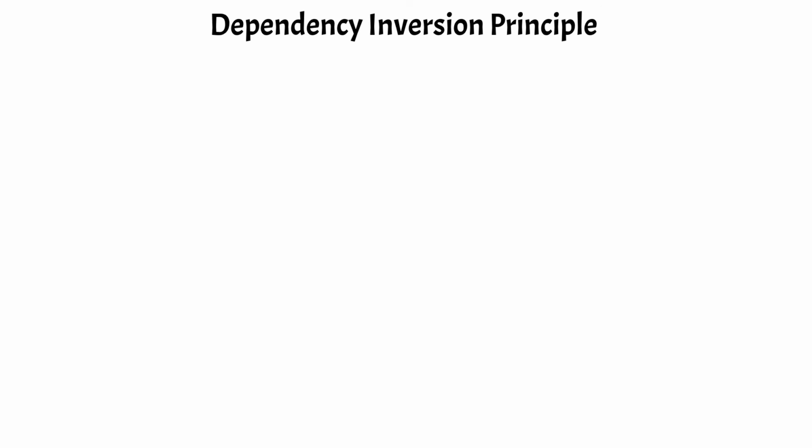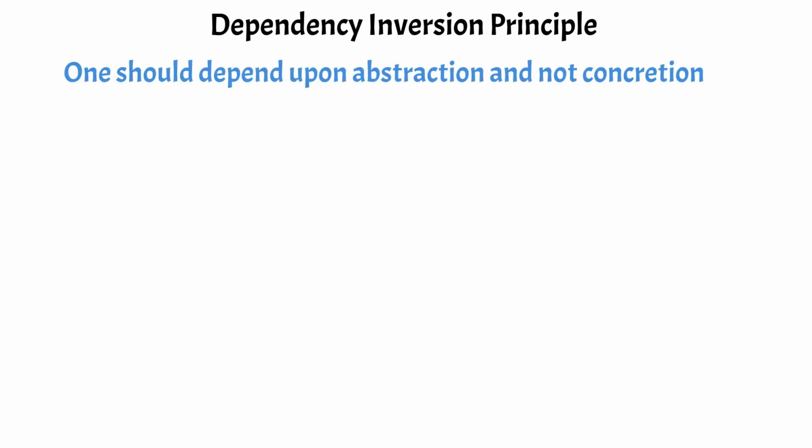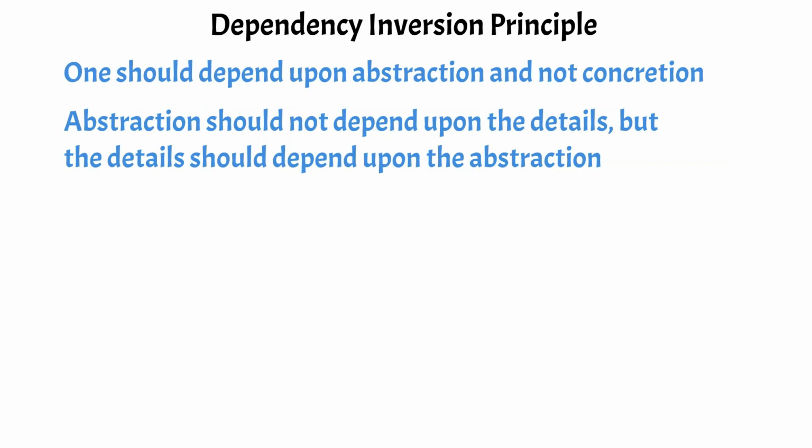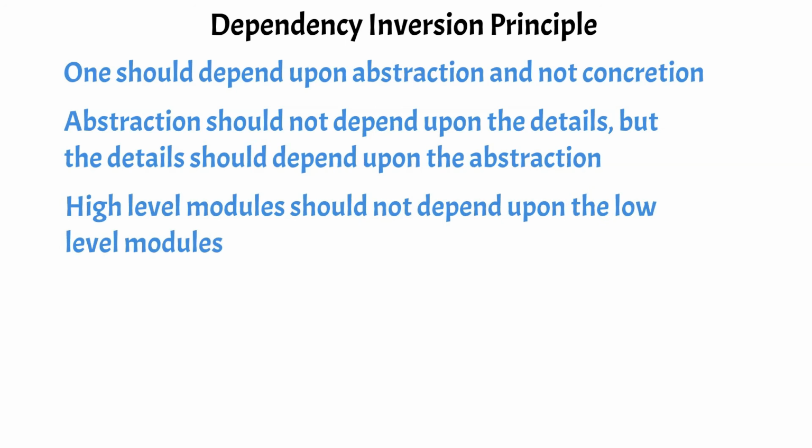So the last and the final design principle is the dependency inversion principle. The dependency inversion principle basically states that one should depend upon abstraction and not concretion. So abstractions should not depend on the details, whereas the details should depend upon the abstractions. We will see the example of this particular statement in upcoming videos, so don't worry if it does not make much sense. And also it states that high level modules should not depend upon low level modules.